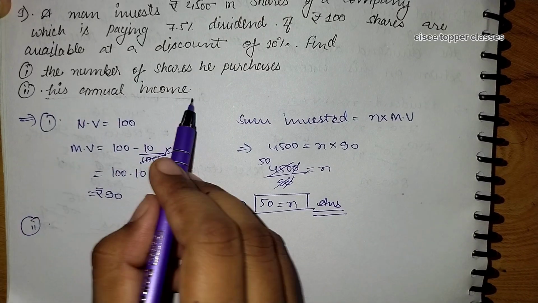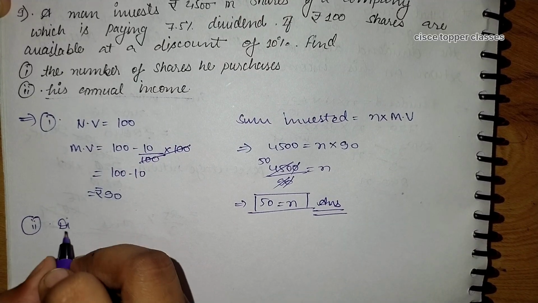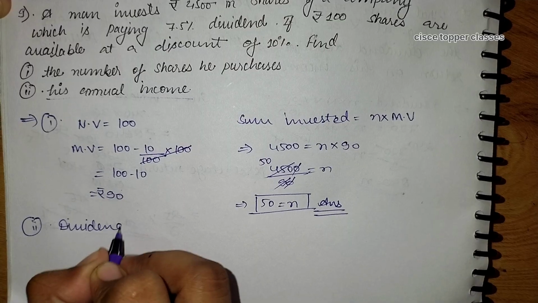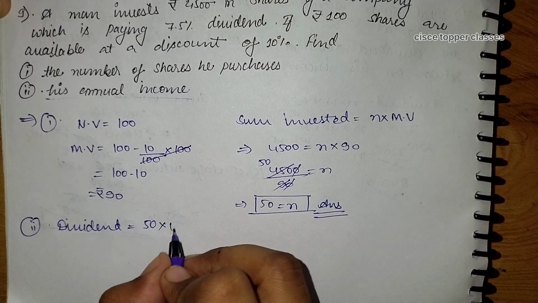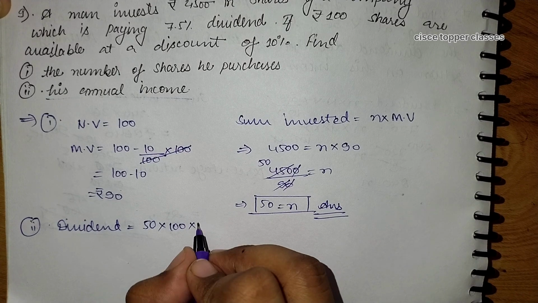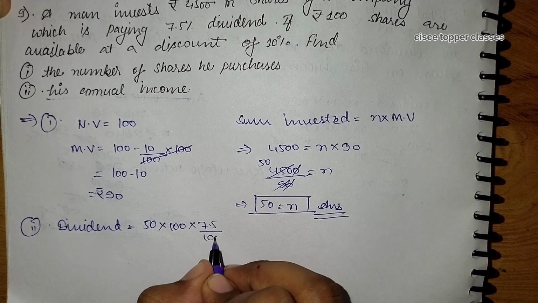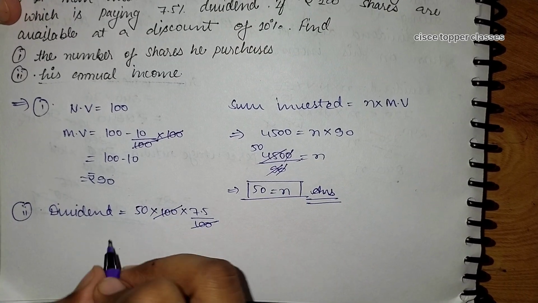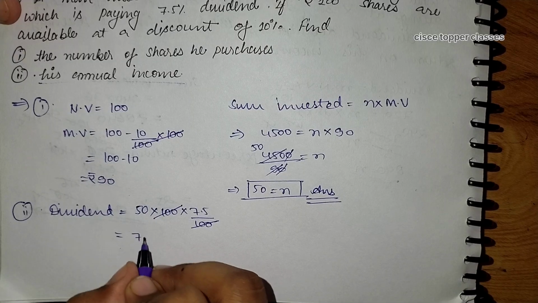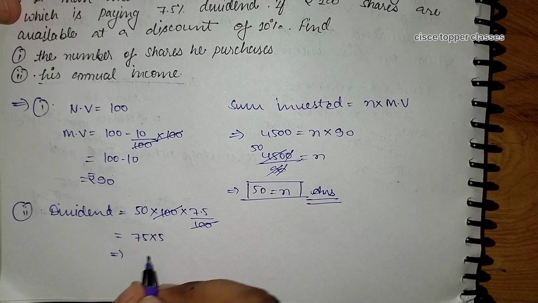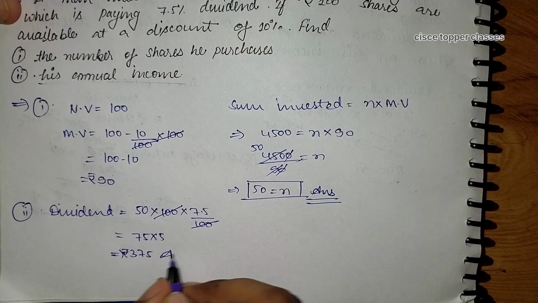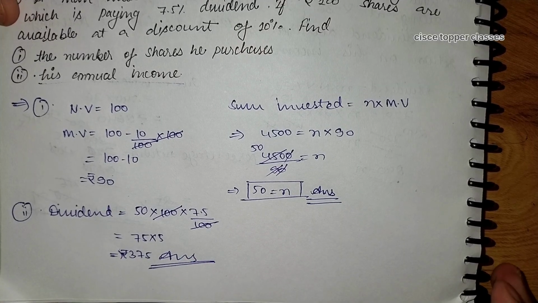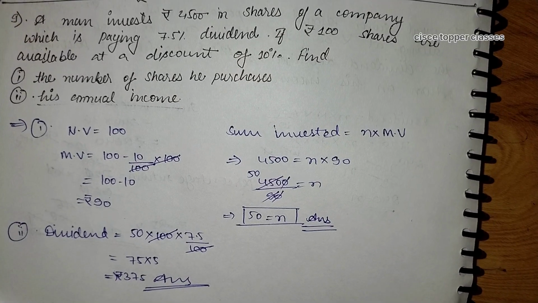The second part says we have to find the annual income, means the dividend. Dividend is equal to number of shares we have calculated, nominal value 100, rate is 7.5 divided by 100. On calculating this, this will be cancelled out and this will be 75 into 5. So 375 rupees is the annual income in this question. This is the answer of the second part and this is the solution of question number 9 here.